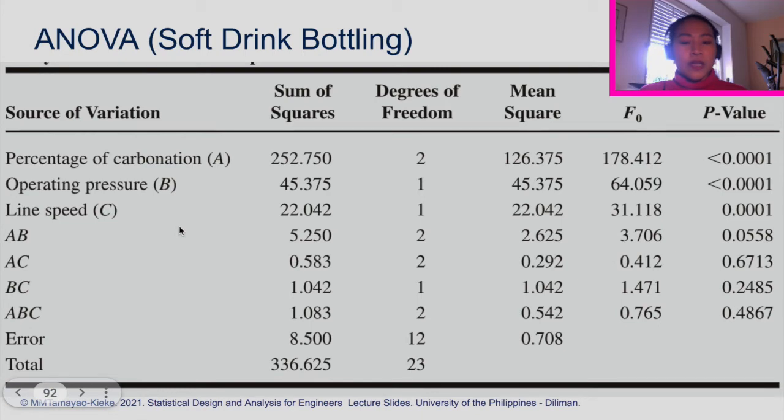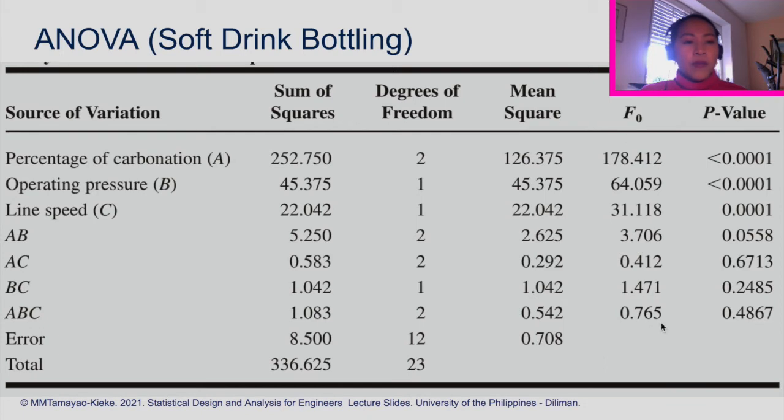Okay, and of course, statistical software is available to do these computations for you. Now, summarizing all those numbers, you have your source of variation here, and then the sum of squares, and we also include the degrees of freedom. Then compute the mean square, which is the sum of squares divided by degrees of freedom. And then you have your F naught, which is equal to the mean square of the factor or the interaction divided by the mean square of error.